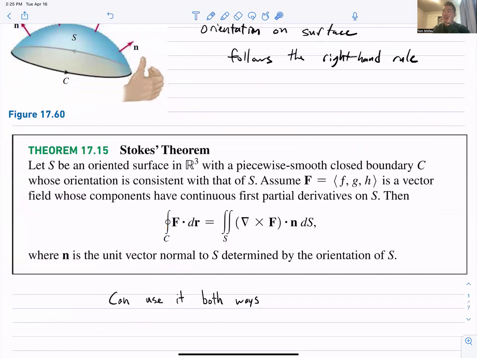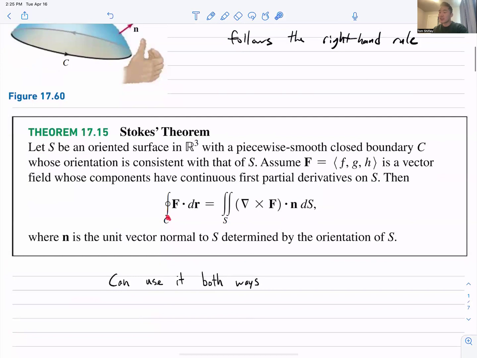Stokes' theorem says that if S is an oriented surface in R3, orientation meaning that if you take its boundary and go the counterclockwise way, then the outward facing normal uses the right-hand rule, and you have a piecewise smooth closed boundary curve whose orientation is consistent, meaning they match the right-hand rule, then if you have a vector field F with 3 components, F, G, and H, the work done going along that closed curve C is equal to the flux integral of the curl of the vector field dotted with the normal vector. This is just a flux surface integral.